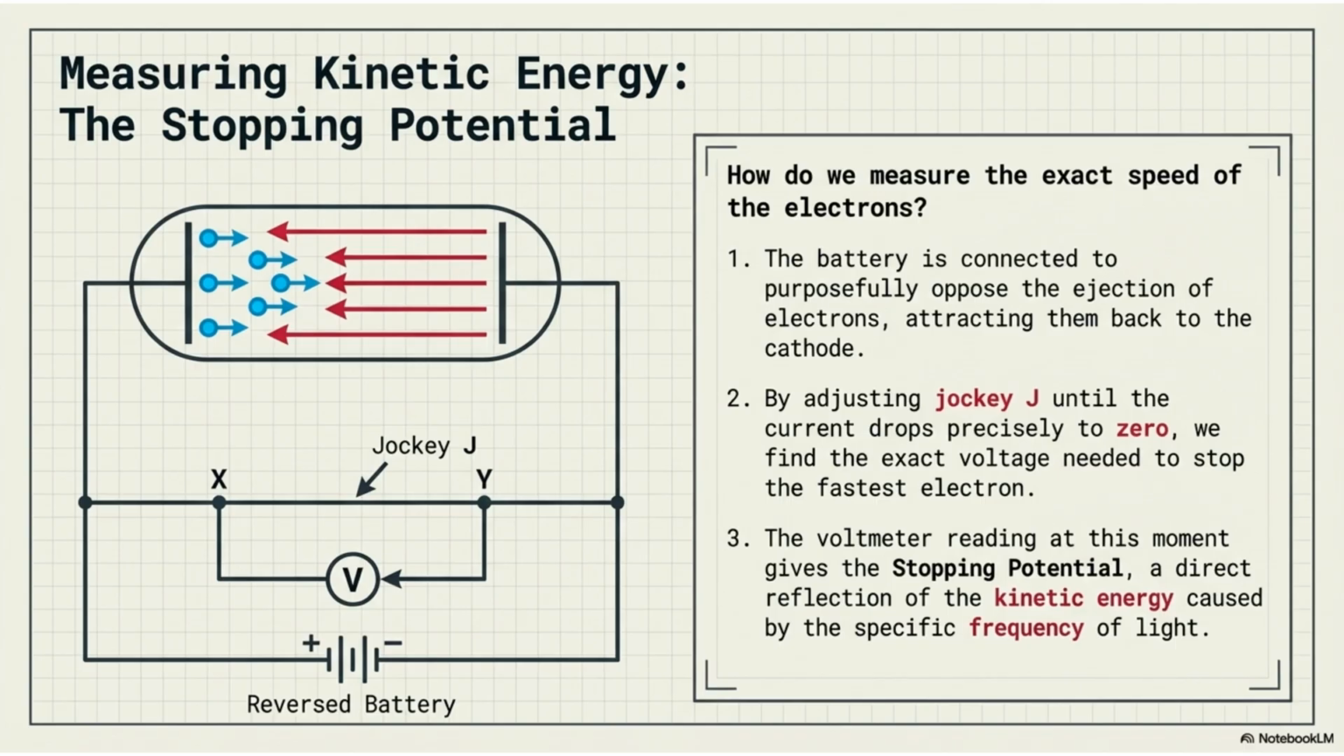To measure the exact speed of the electrons, we use the stopping potential. A reversed battery opposes the electron ejection. The voltage needed to stop the fastest electron is the stopping potential, reflecting the electron's kinetic energy.